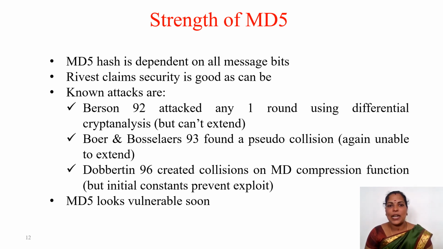But earlier, at the stage of implementation, it was claimed that security is as good as can be, but it is vulnerable to some attacks. Den Boer and Bosselaers in the year 1992 attacked a single round using differential cryptanalysis, but they could not extend the cryptanalytic process. Then Boer and Bosselaers in the year 1993 found a pseudo-collision. Again it could not be extended. Then Dobbertin in 1996 created collisions on the MD5 compression function, but the initial constants prevent the process of exploitation. But nowadays it is used in various applications, in digital signatures and so on, but it is vulnerable to some attacks.